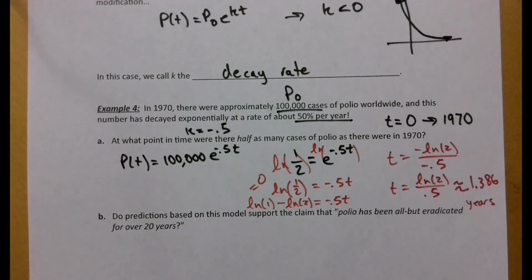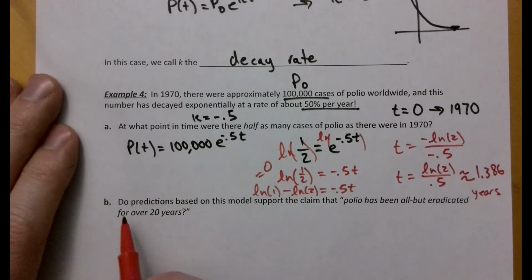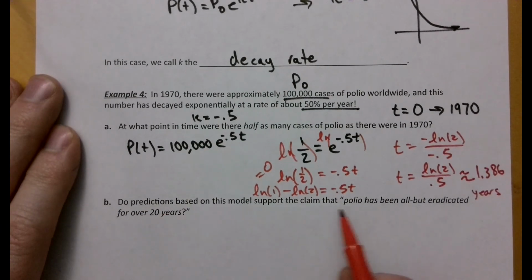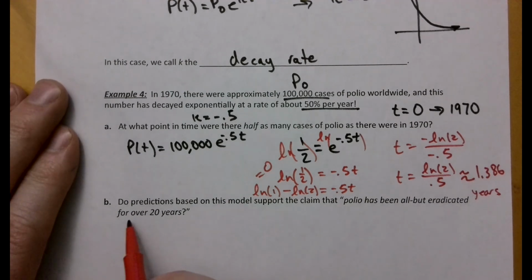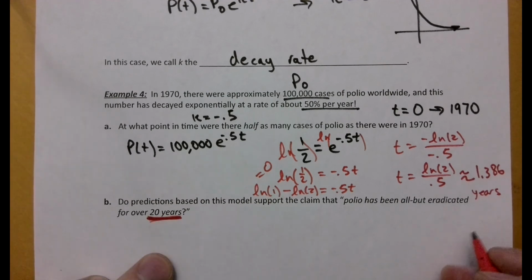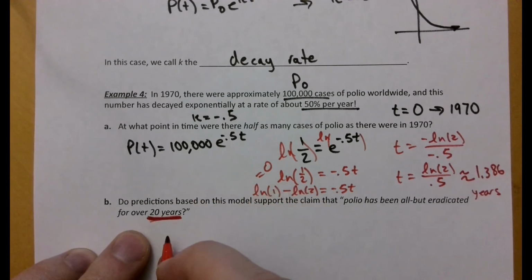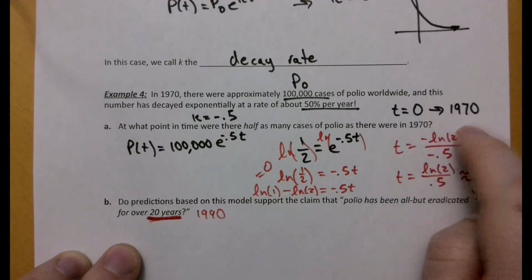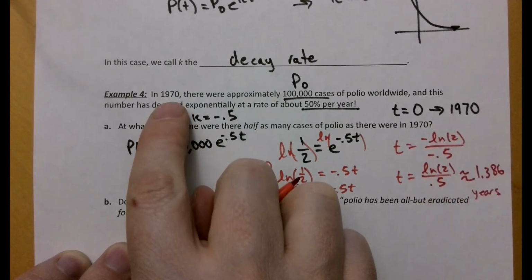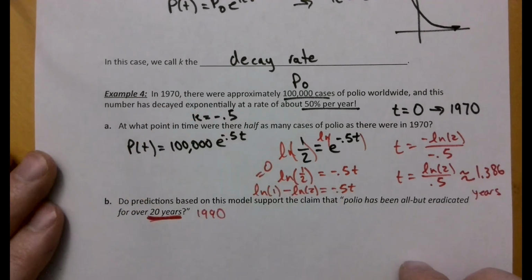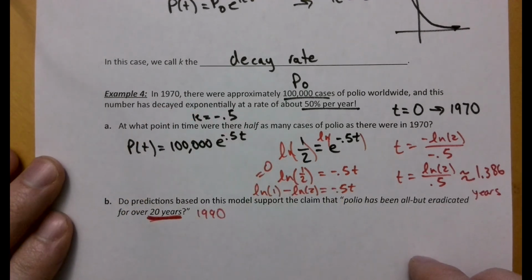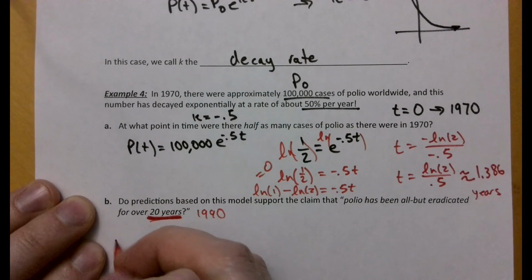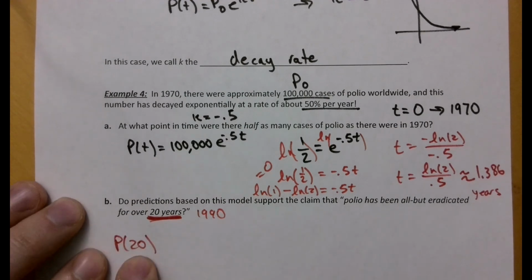All right, so here we're going to test this claim. Do the predictions based on this model support the claim that polio has been all but eradicated for over 20 years? Now the question is, what are they talking about? I'm going to assume this article was written in 1990, because that would be 20 years after the 1970 time frame that we've got here. So let us determine what is P of 20. Like, how many cases is that going to be?